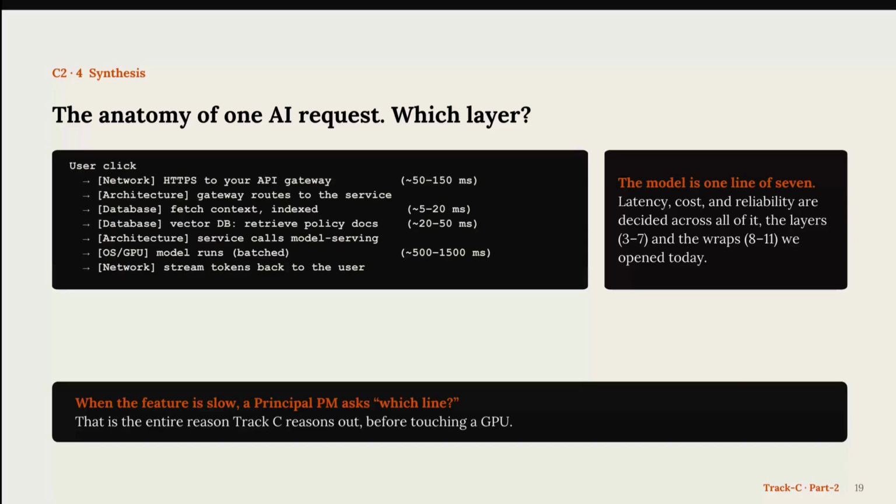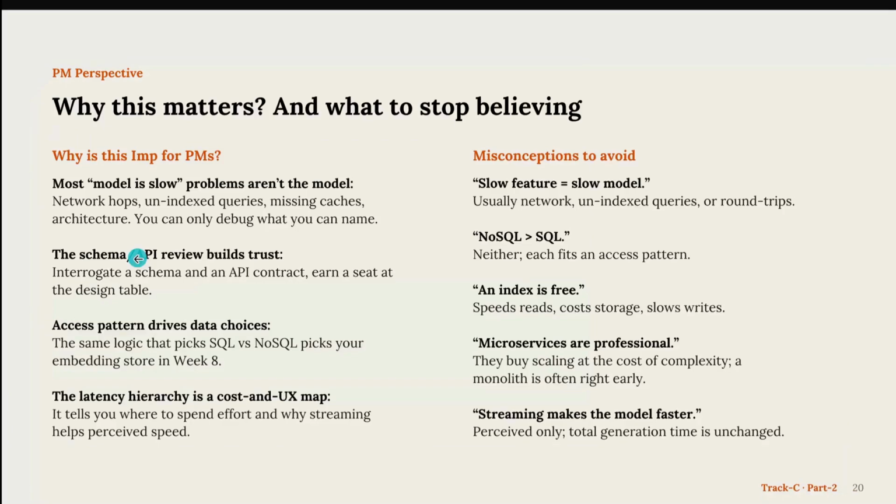And from a PM's angle, here is something that's important. Most "model is slow" problems aren't the model. It could be network hops, it could be unindexed queries, it could be missing caches, the whole architecture could be wrong. We will only debug what we can name, so we need to ensure that we understand this vocabulary very clearly. Schema or API review builds trust, so we need to interrogate a schema and understand what API contracts are written there. That will earn a seat at the design table.